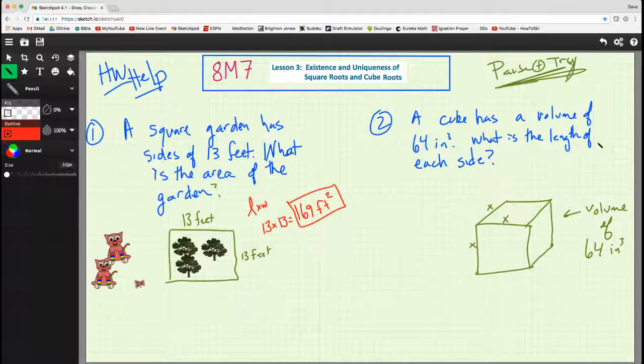Now, a cube has a volume of 64 cubic inches. So here we have to say x, length times width times height, equals 64 inches cubed. So x cubed equals 64. So what times what times what is 64? Well, we've learned this actual number earlier, and we know that 4 cubed equals 64 cubic inches. So x in this case has to be 4 inches.